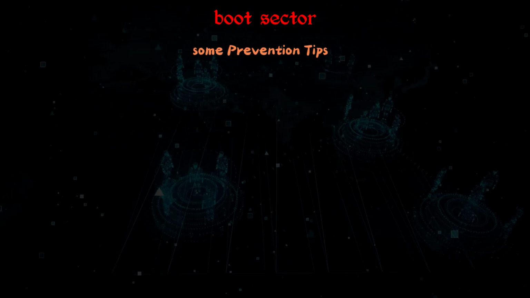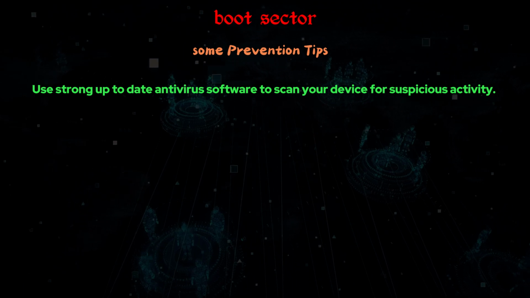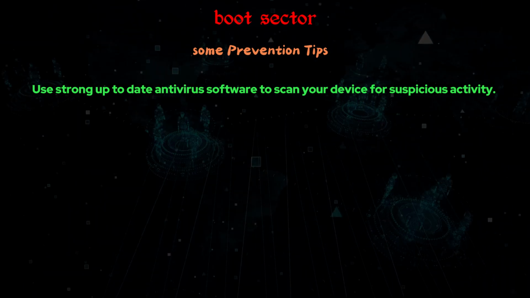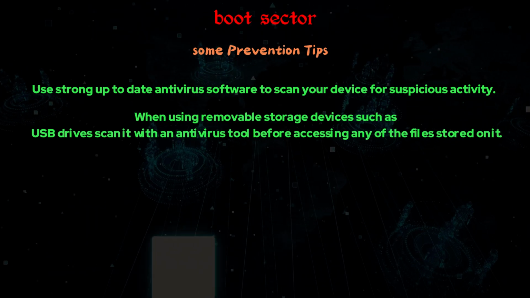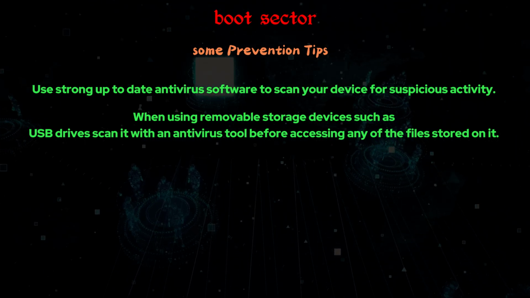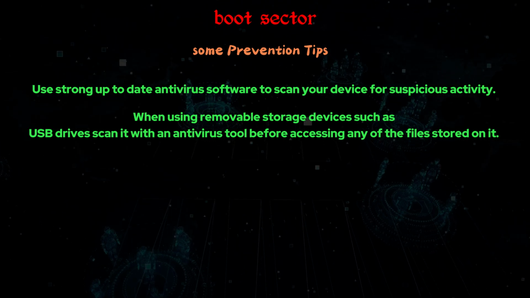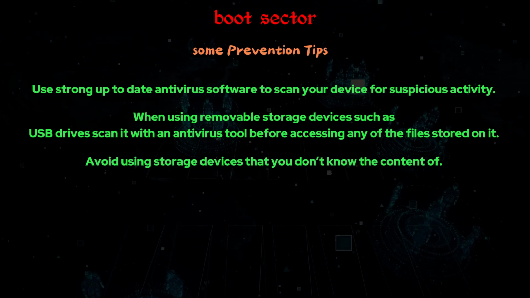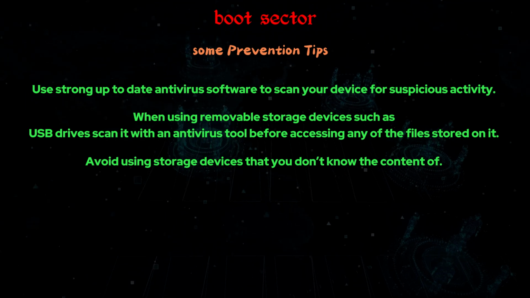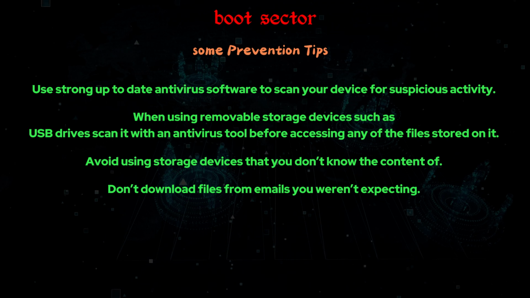Here are some prevention tips. Use strong, up-to-date antivirus software to scan your device for suspicious activity. When using removable storage devices, such as USB drives, scan them with an antivirus tool before accessing any of the files stored on them. Avoid using storage devices that you don't know the content of. Don't download files from emails you weren't expecting.